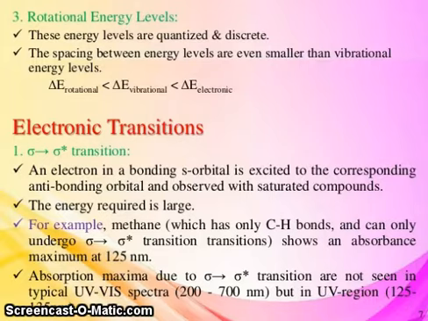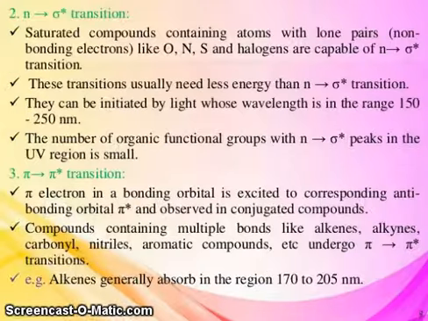The electronic transitions: sigma to sigma star transition. An electron in a bonding sigma orbital is excited to the corresponding antibonding orbital, and this is seen in saturated compounds. The energy required is large. For example, methane has only C-H bonds and can only undergo sigma to sigma star transition, showing an absorbance maximum at 125 nanometer. Absorption maxima due to sigma to sigma star transitions are not seen in typical UV visible spectra, but in the UV regions you can see them.